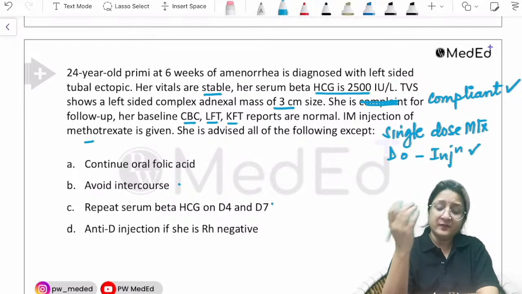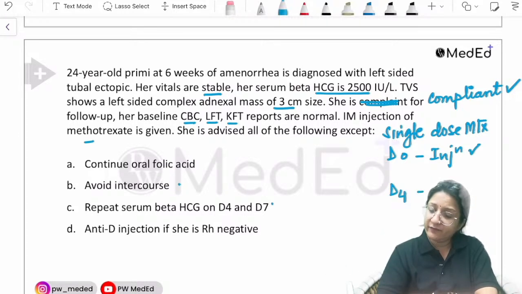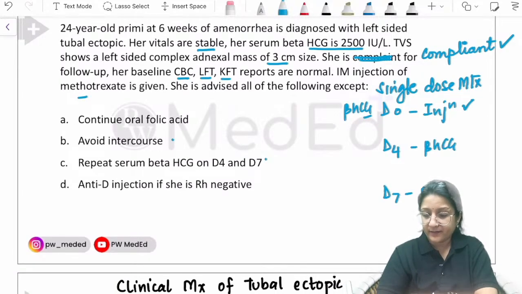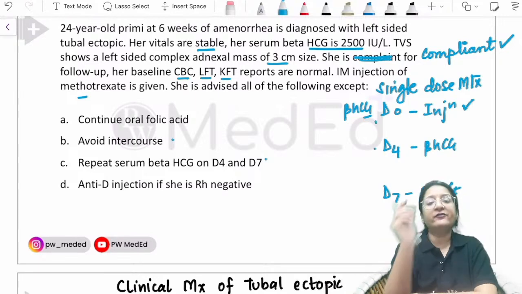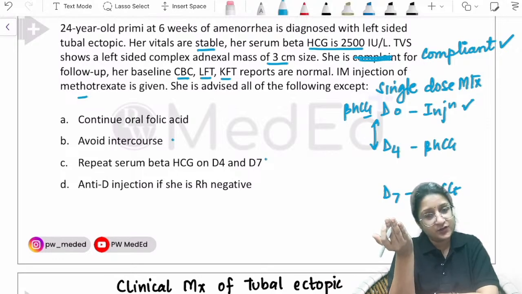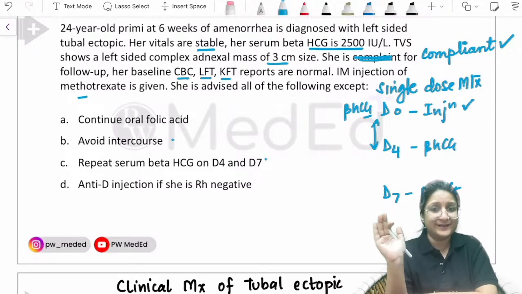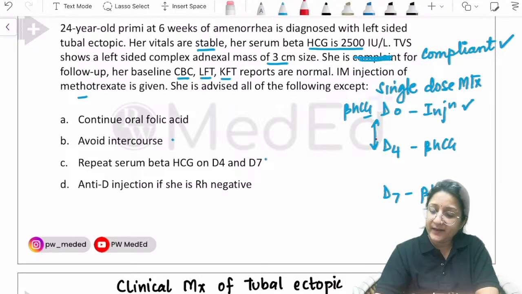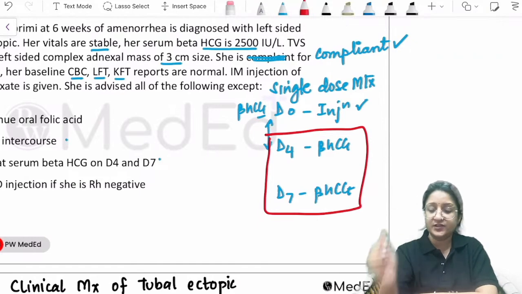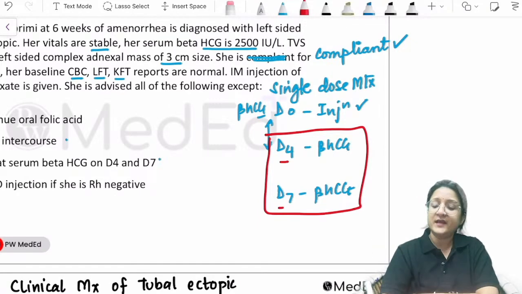Then we go for beta HCG on day 4. We have a beta HCG level done on day 0, the day we gave the injection. We have a beta HCG done on day 4. And we have a beta HCG done on day 7. Between day 0 and day 4, there can be a slight increase in beta HCG also, so we don't consider that. What we consider is the values of beta HCG between day 4 and day 7. Between day 4 and day 7 values, there should at least be a 15% fall.